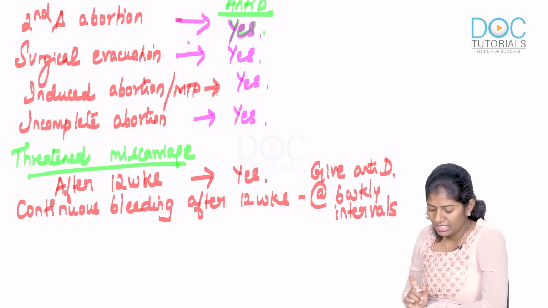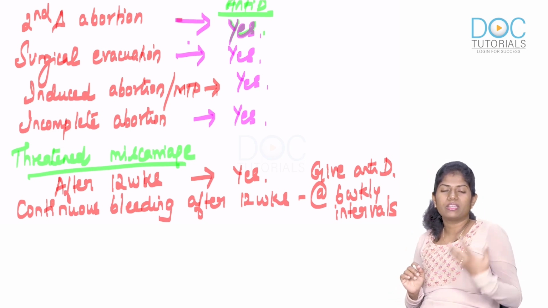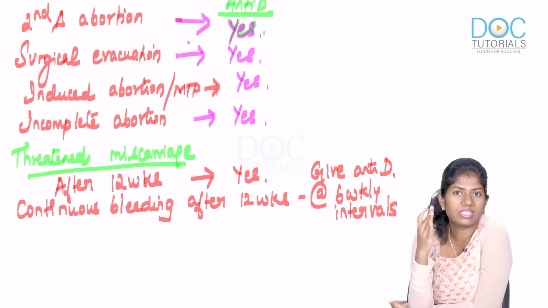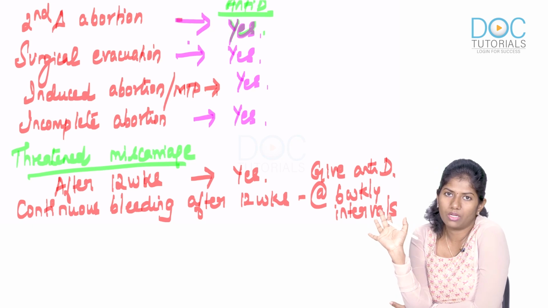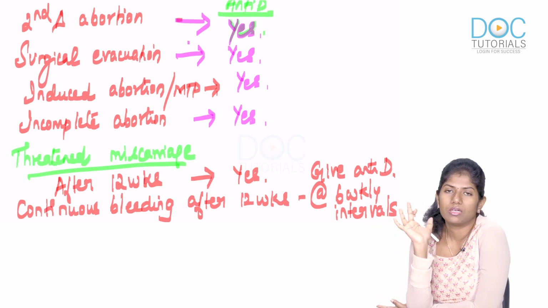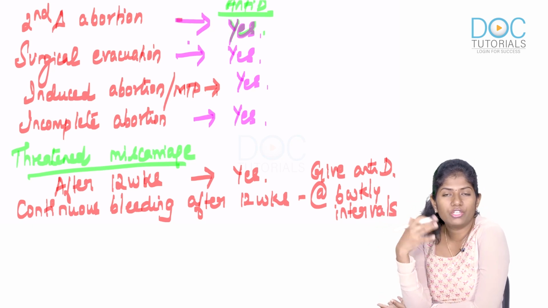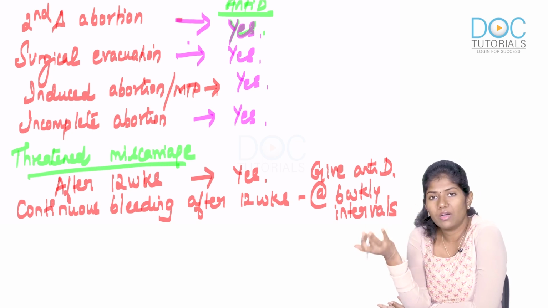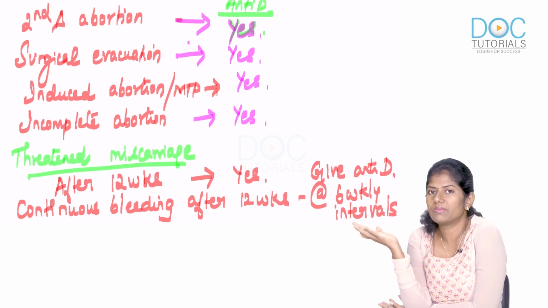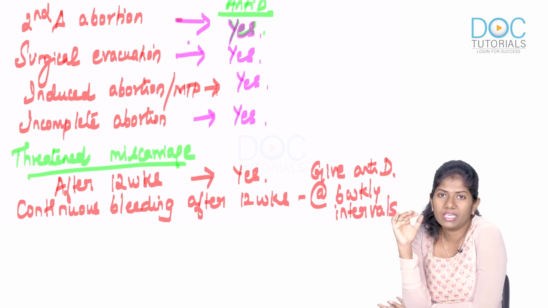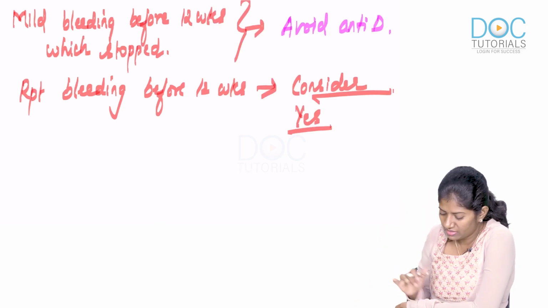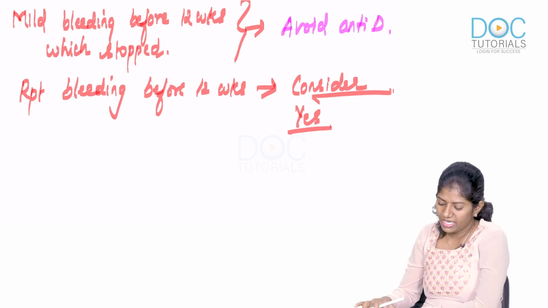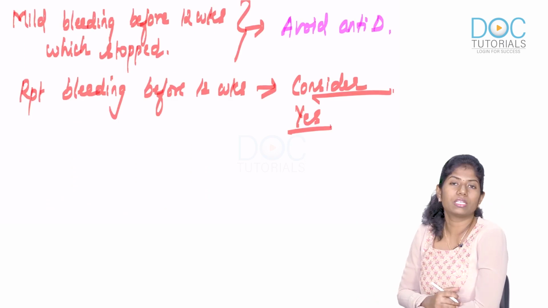For incomplete, again, yes. For threatened miscarriage, where can you avoid? If the gestational age is less than 12 weeks and the bleeding has stopped by itself and the pregnancy is continuing well, there you can avoid. For all other conditions, like continuous bleeding before 12 weeks, bleeding after 12 weeks, or continuous bleeding after 12 weeks, you have to give anti-D. And in case there is continuous bleeding after 12 weeks, it's wise to give anti-D at 6 weekly intervals.